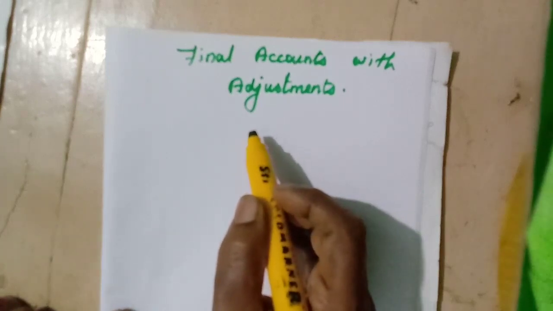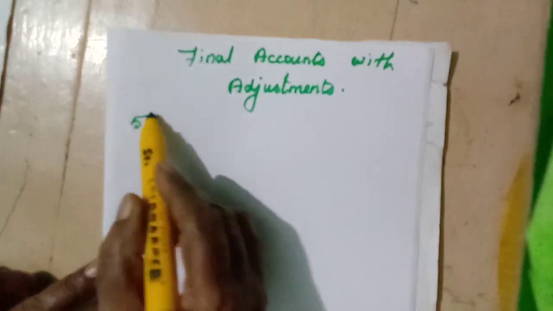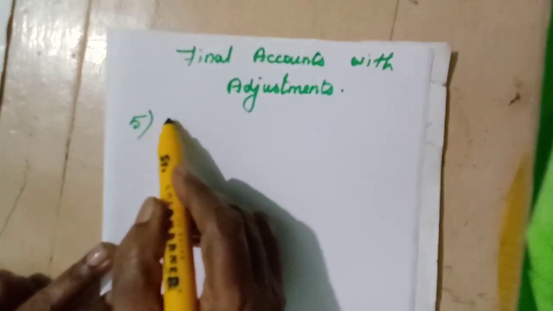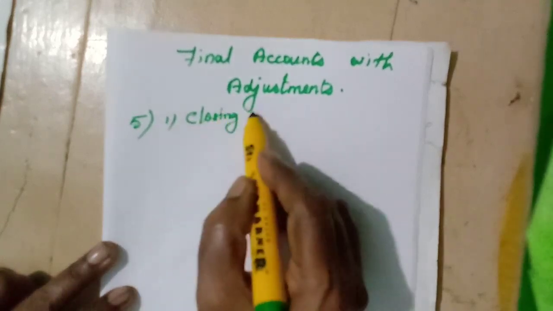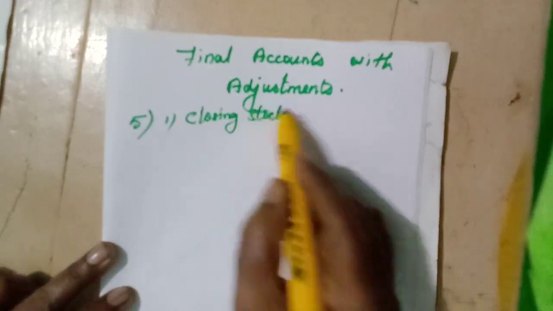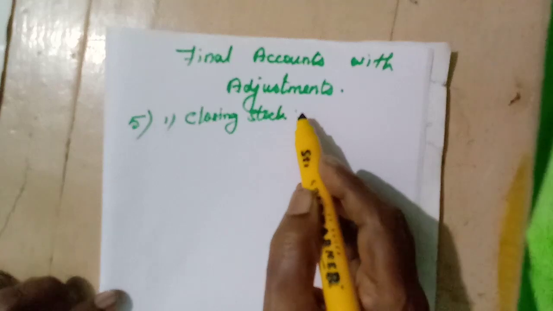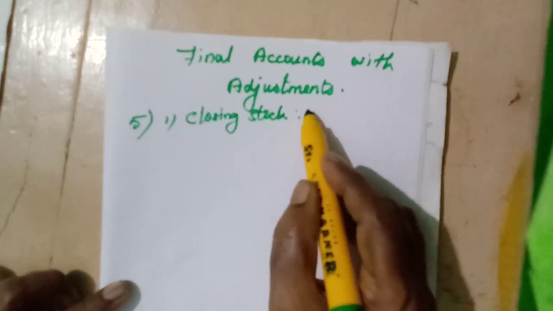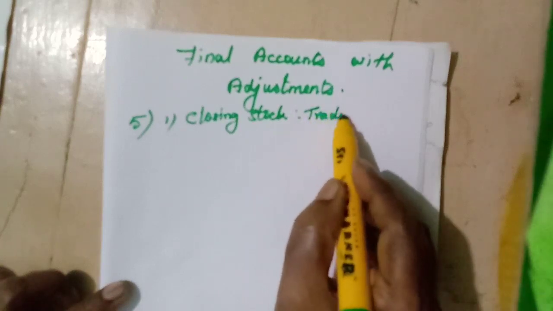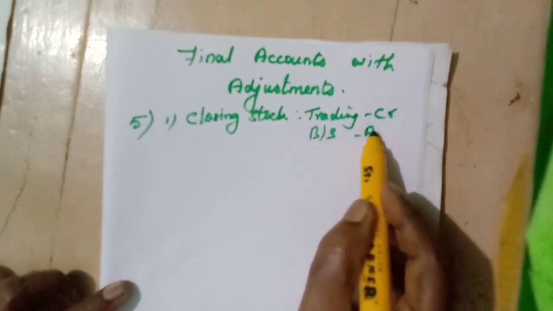Very good. Shall we come back to our lesson, final accounts with adjustments? With these adjustments, we have completed around 5 adjustments. Totally 5. Number 1 is closing stock. Just a reminder, I will explain to you where it will appear. What we should do, whether we should add along with that one or deduct, and where it will appear in the balance sheet. Closing stock will appear in one place, the trading account credit side, and another one, the balance sheet asset.